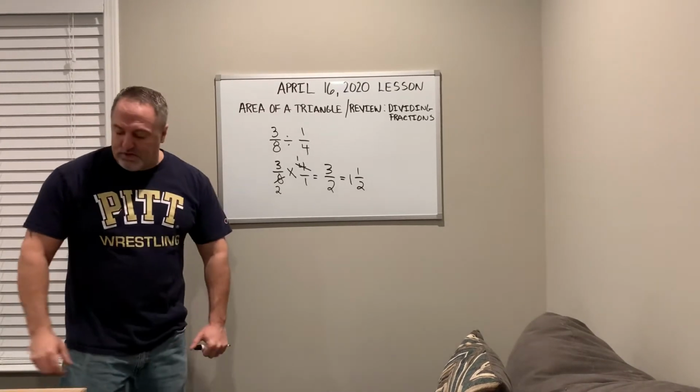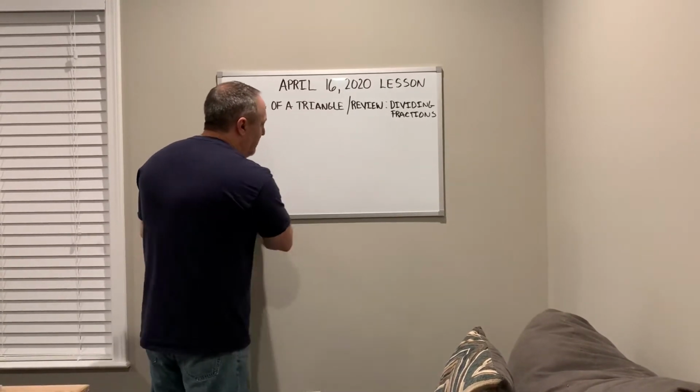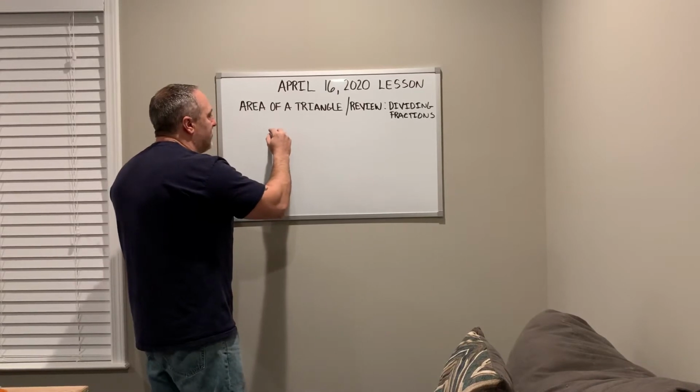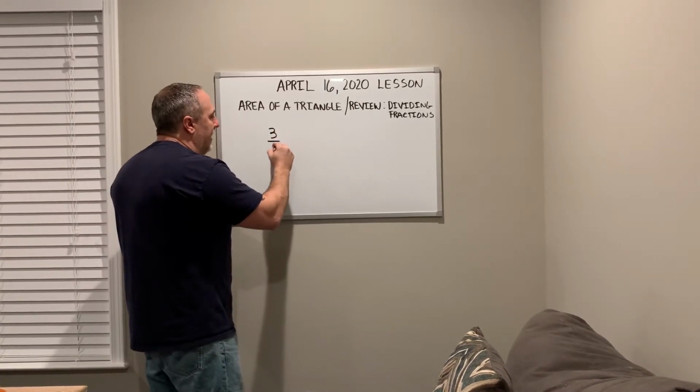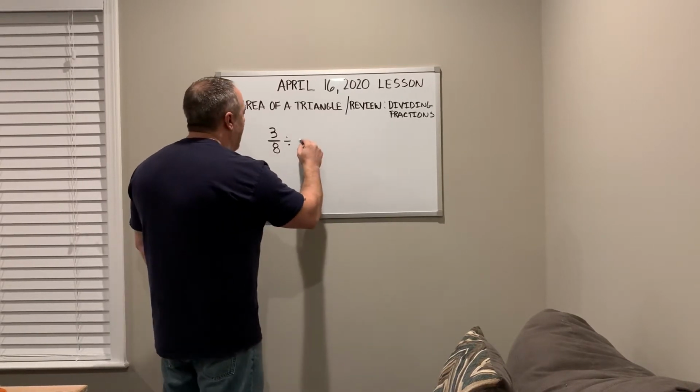Now what happens, here's the biggest mistake people make. We're going to do a mixed number one after this, but here's the big problem with students is when they have like 3/8 divided by, let's just say 2.